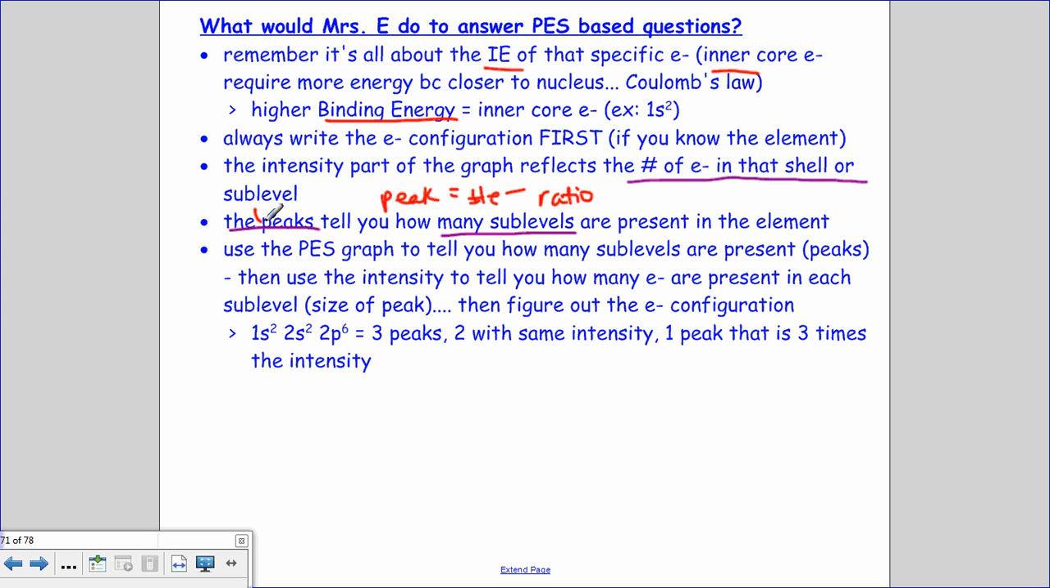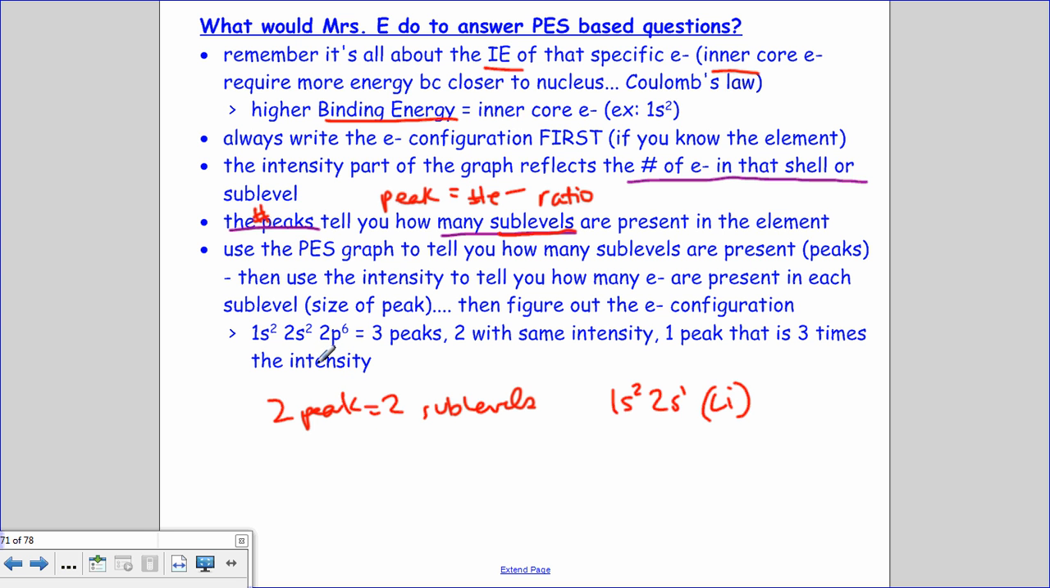The number of peaks tells you how many sublevels there are. So if you have 2 peaks, then you only have 2 sublevels. So that might mean you have 1s2 and 2s1 like we did for lithium.